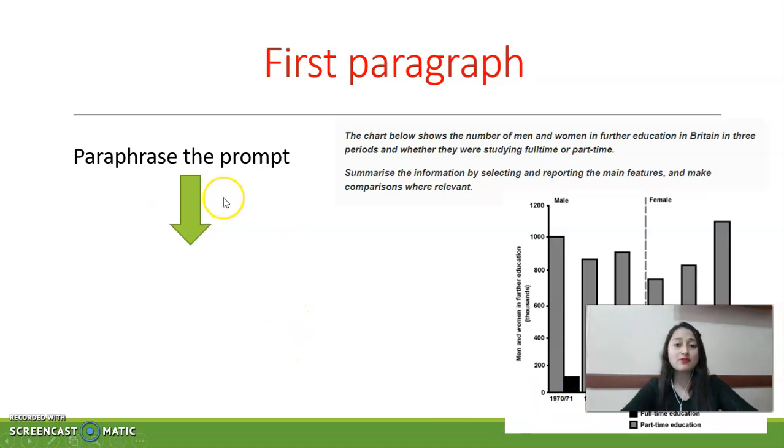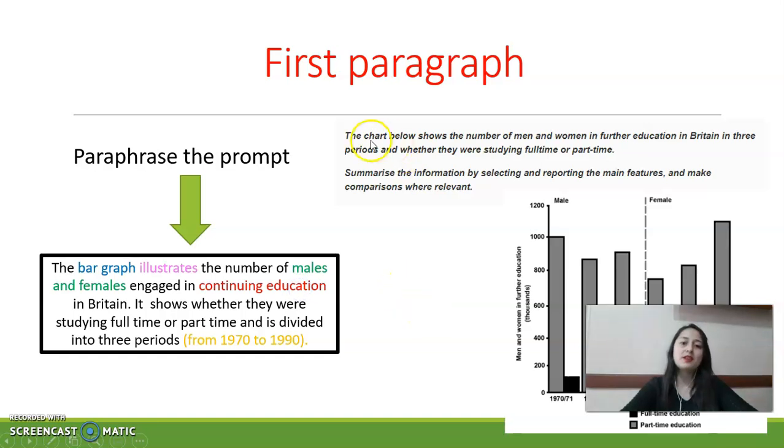Then the paraphrasing could be something like this. Here it says the chart, so in my paraphrasing I can say the bar graph. Then here it says shows, I can use illustrates. The number of men and women, I just change it by the number of males and females in further education, engaged in continuing education. In Britain, I can change the country. It shows whether they were studying full-time or part-time, and it's divided into 3 periods.